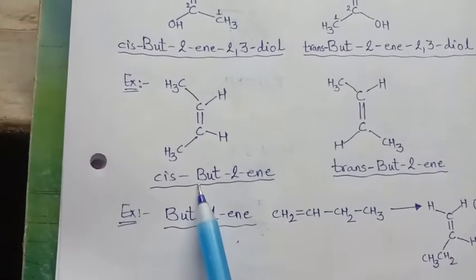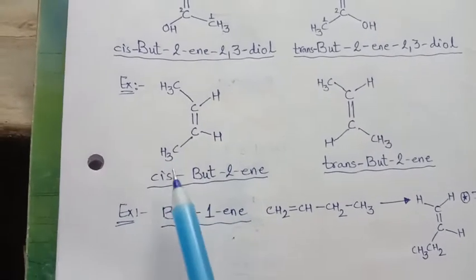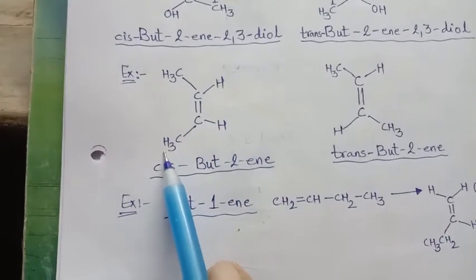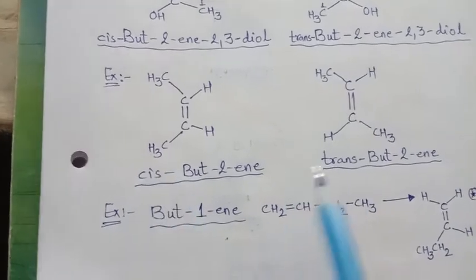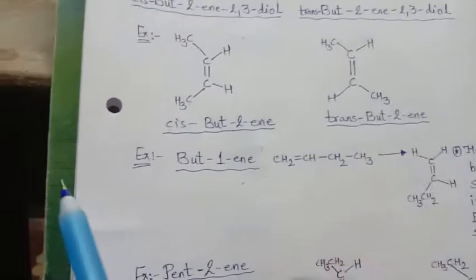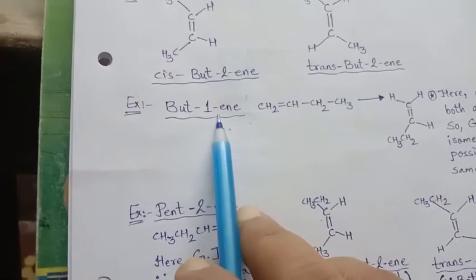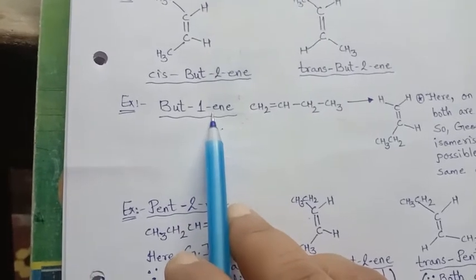This is the same example for butene, that is but-2-ene in a cis, right? Same side having the methyl group. Here it is opposite, right? So trans. So let us see for but-1-ene. Is there a possibility of geometric isomers?